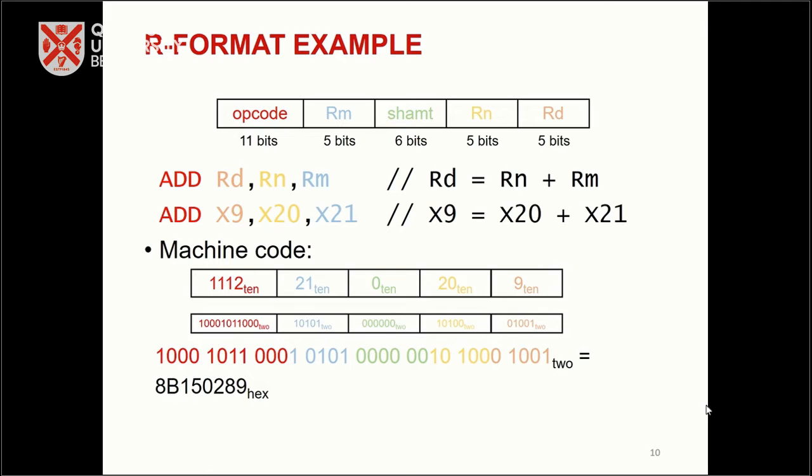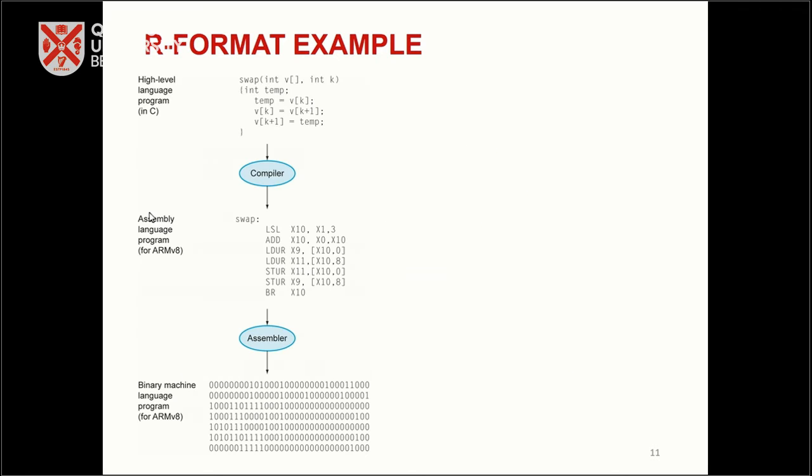Is this clear? Yes? So now, the only question is, how do I know the operation code? Because now I have just told you that the operation code for the add was this number, but if instead of an add operation, I'm going to use a subtract operation, what do I need to do?